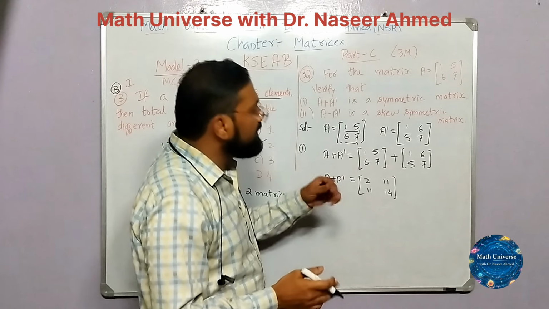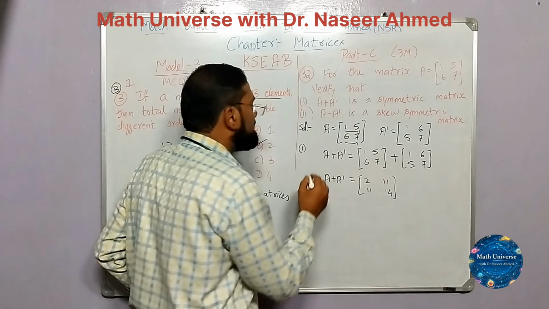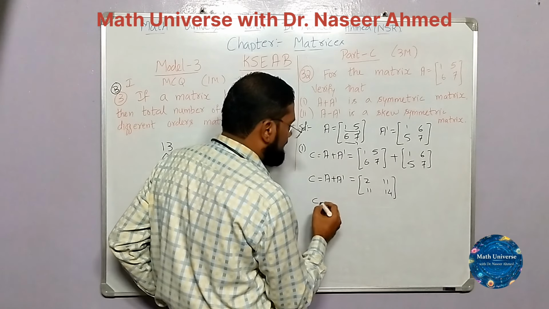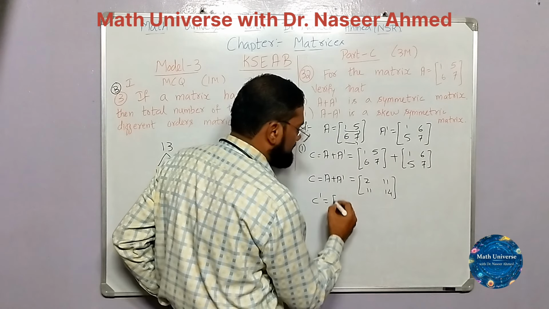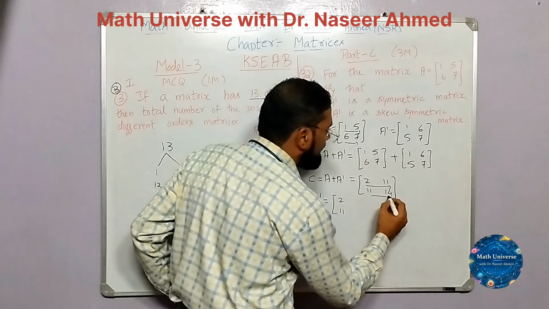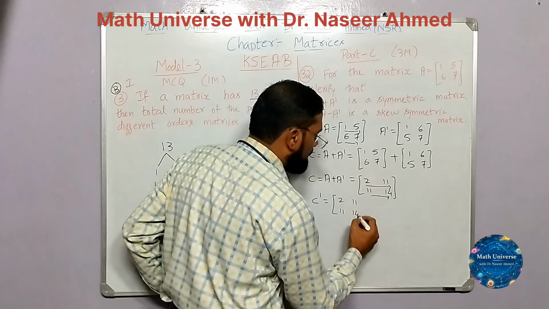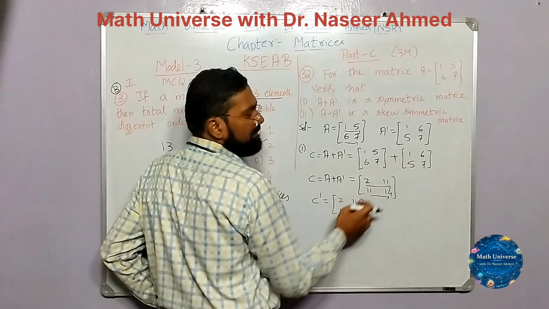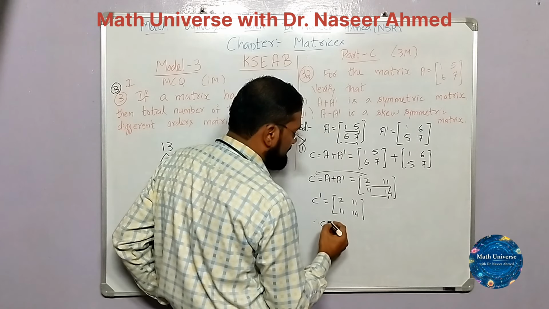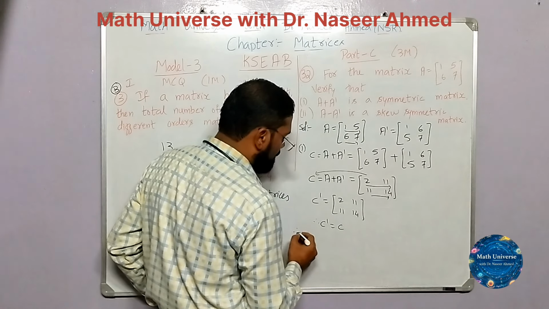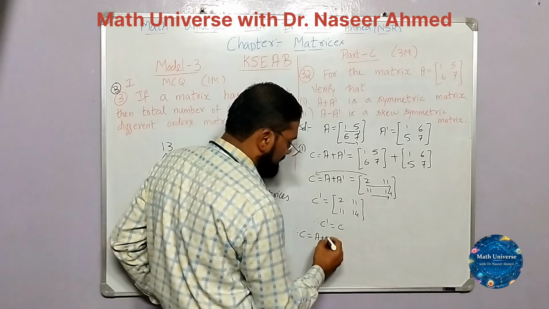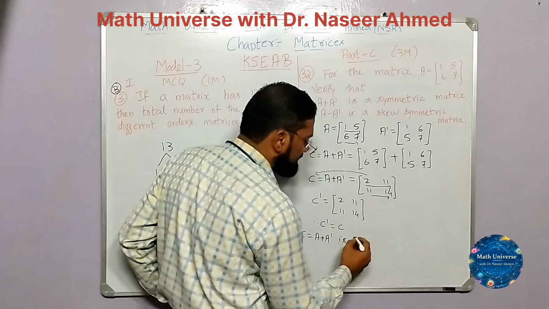Now I have to verify that it is symmetric. So I will assume this as some matrix C for simplicity. Now if I take the transpose of this matrix, this is my first row, that will change to first column. This is my second row, it will change to second column. And I have got the same back. And this is what? Matrix C only. So I have got C transpose is equal to C. Therefore C, what is C? A plus A transpose is a symmetric matrix.